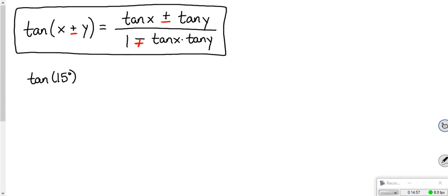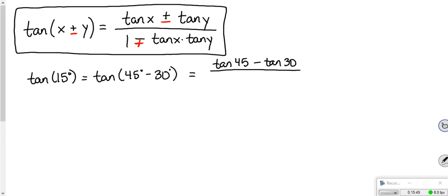Again, what I'm looking for using my sum and difference formulas are degree measures like 30, 45, 60, 90, 180, 270, the normal ones. So obviously 15 I can get by taking 45 minus 30. So this is going to be tan of 45 degrees minus 30 degrees. Now, this one, we're actually using the formula right above us in the box, only we're using the red notations. We're using the difference formula. So this is going to equal tan 45 minus tan 30 over 1 plus tan 45 times tan 30.